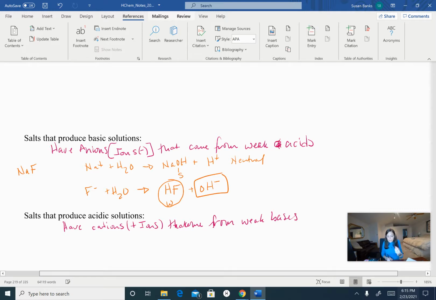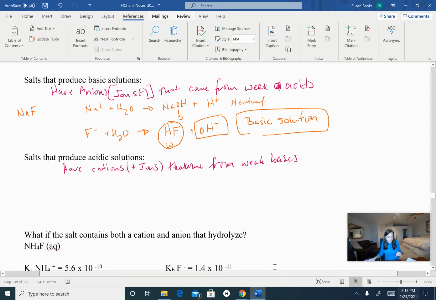And so the hydroxide ions are going to be in excess. So this is going to make it a basic solution when we dissolve that salt into water. Okay, now let's look at an example for acidic solutions.